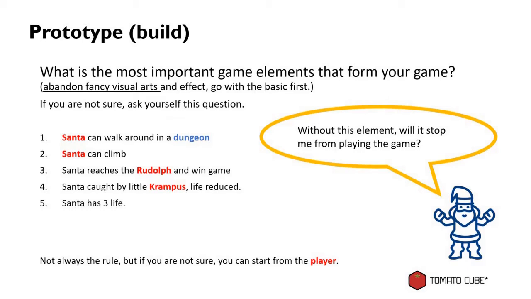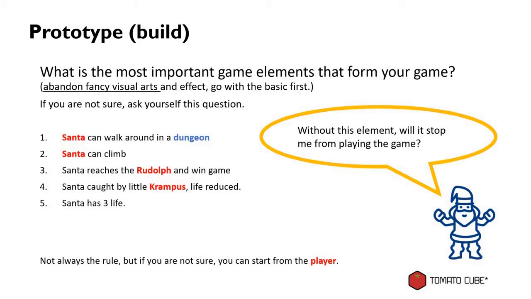Alright, so based on this list, you can see that I need to build the Santa sprite. I also need to build the Rudolph sprite, the Krampus sprite, and the dungeon map. And then I need a functionality to be able to move my Santa to walk around and to climb. And also when it touches Rudolph, it will win the game. If it gets attacked by Krampus, the life will reduce. I might have more things that I need to build, but let's hold on to that because we want to get the basics built up first before we add more features or elements to it.